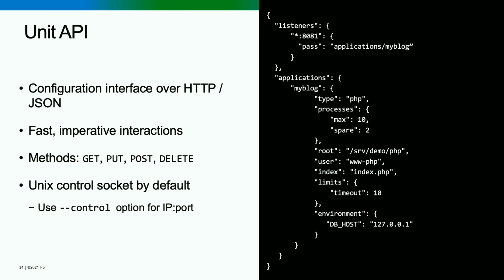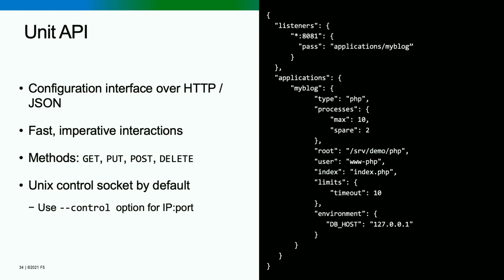But here we have a PHP application where we can say, hey, we always want to have two processes of this PHP app, but we also want to allow scaling up to 10. So if those processes start to run out of memory or start to take up too much utilization, you can actually scale them up automatically. You can have a particular location, a specific user that you want to serve the application, and an index file.